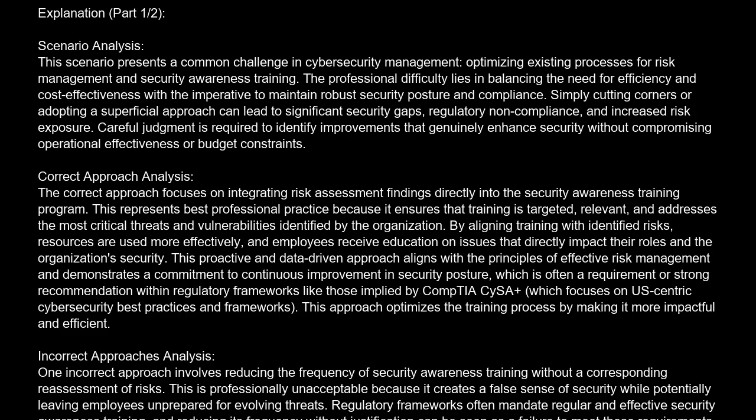Incorrect approaches analysis. One incorrect approach involves reducing the frequency of security awareness training without a corresponding reassessment of risks. This is professionally unacceptable because it creates a false sense of security while potentially leaving employees unprepared for evolving threats. Regulatory frameworks often mandate regular and effective security awareness training, and reducing its frequency without justification can be seen as a failure to meet these requirements, increasing the likelihood of security incidents and potential penalties.